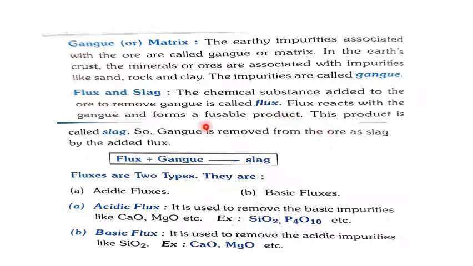Okay. When metal is extracted from the earth's crust, that metal has some impurities like sand, rock and clay. These impurities are removed by adding some chemical substance. That added chemical substance is called flux.